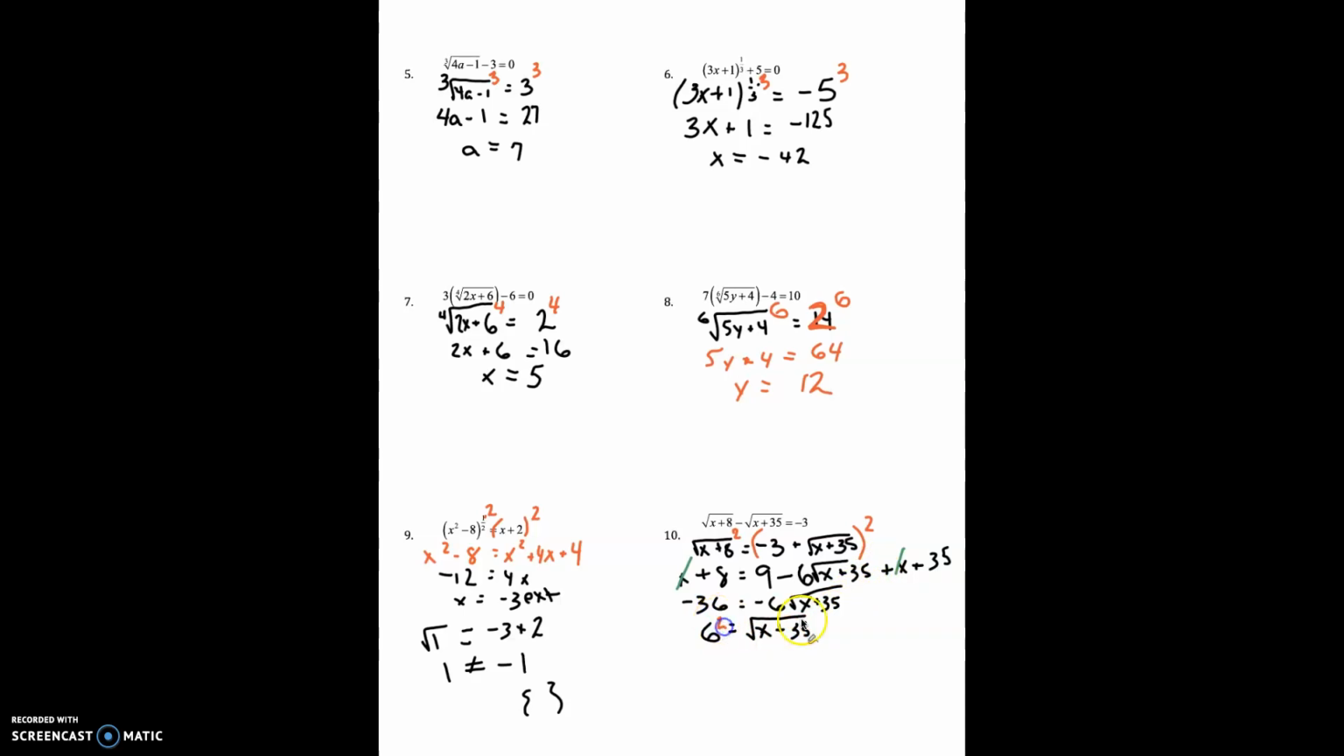So here I'm going to square both sides. We have to get rid of that second radical. So we get 36 equals x plus 35. And lo and behold, x is equal to 1. Check if it works. We get 3 minus 6. 3 minus 6 is negative 3, so our solution here is 1. Hope you understand how to solve not just your square roots now, but your cube roots, your fourth roots.